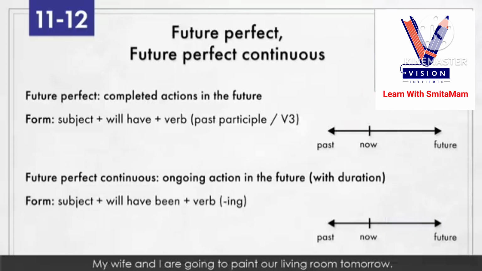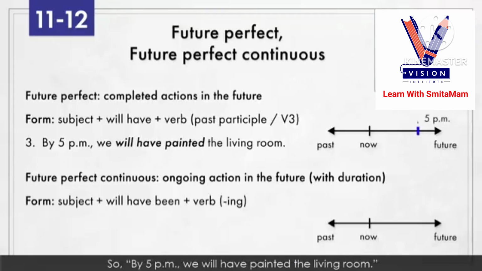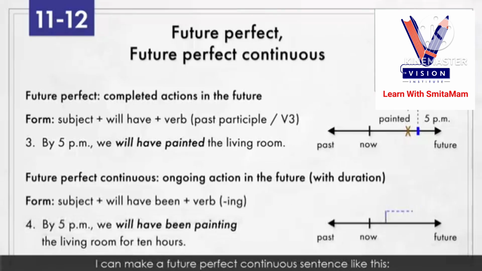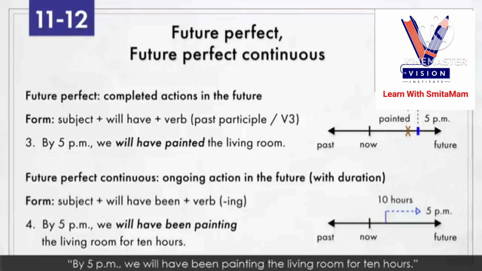Here's one more example. My wife and I are going to paint our living room tomorrow. That's the plan. We are going to start at 7 am. We expect that it will take us about 10 hours. So by 5 pm we will have painted the living room. I can also say by 5 pm we will have finished. I can make a future perfect continuous sentence like this. By 5 pm we will have been painting the living room for 10 hours.